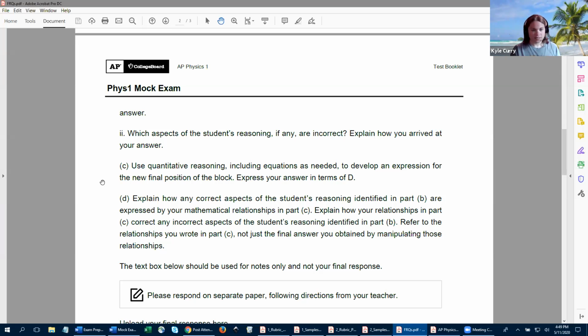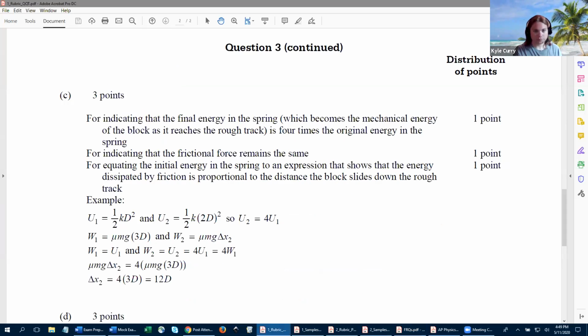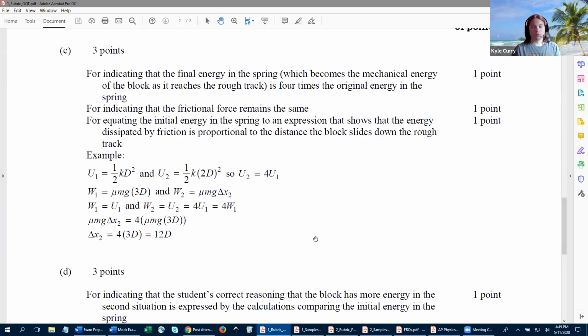But I digress. Use quantitative reasoning. Essentially, what is the new final position of the block? Part C is worth 3 points. Now, getting the correct answer does not earn a point. Let me emphasize that right out of the gate. Look where these 3 points come from.